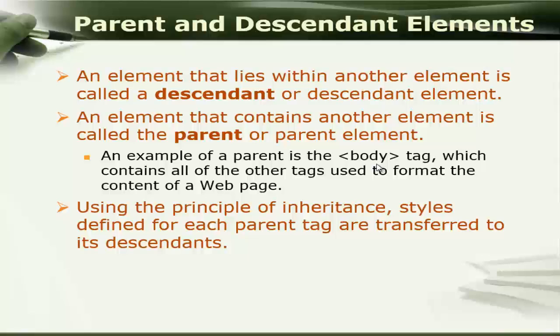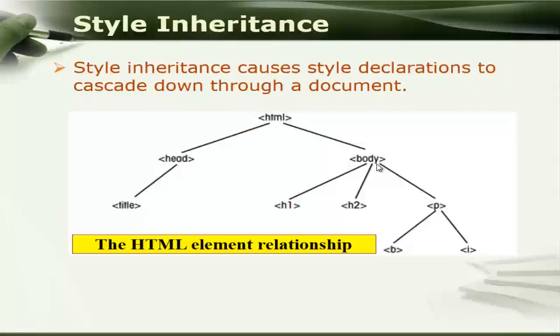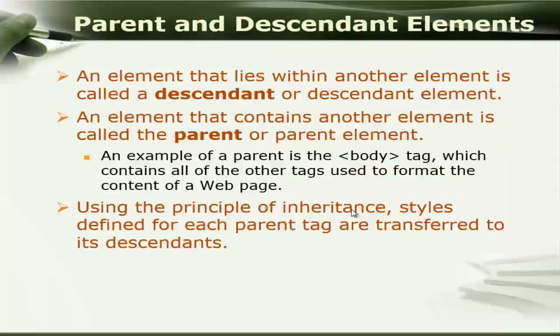Now, what's the significance of this is, if you apply a style to the parent, the child or the descendant automatically inherits that style. So, if I apply a style to the body, automatically it is taken up by the H1 and H2 tag as well as the P and D tag. So this is the meaning of saying inheritance. It is automatically given to its children.